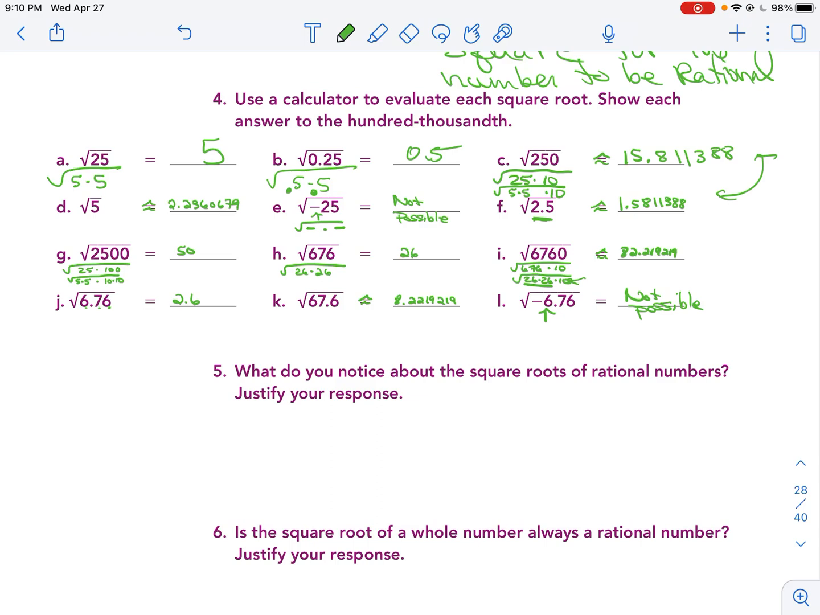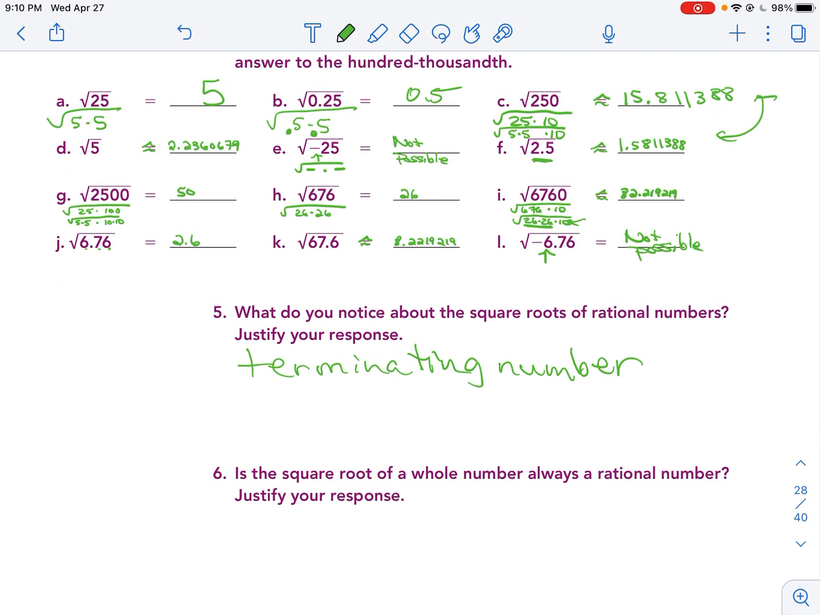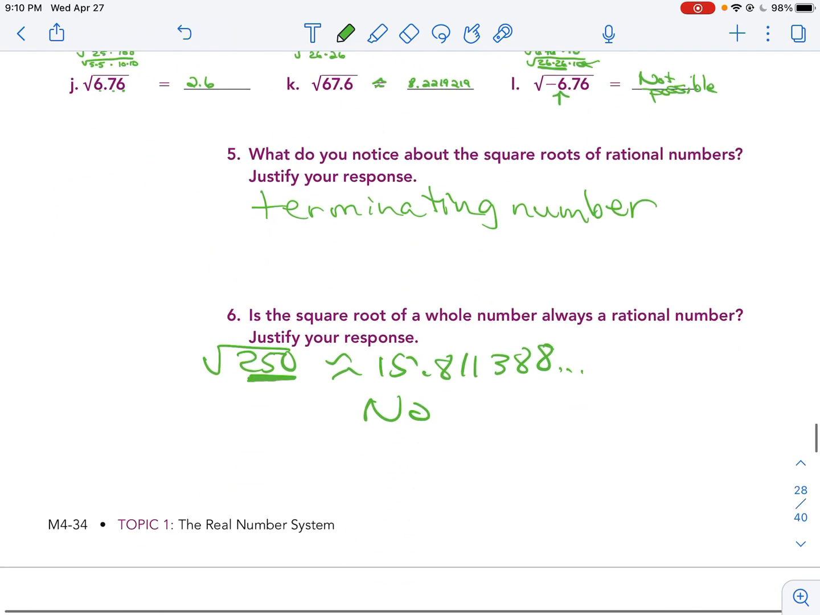Okay, what do you notice about the square roots of rational numbers? They have a terminating number. Is the square root of a whole number always a rational number? Well, 250, wasn't that a whole number? And its answer was 15.811388. That's approximate. Okay, so no.